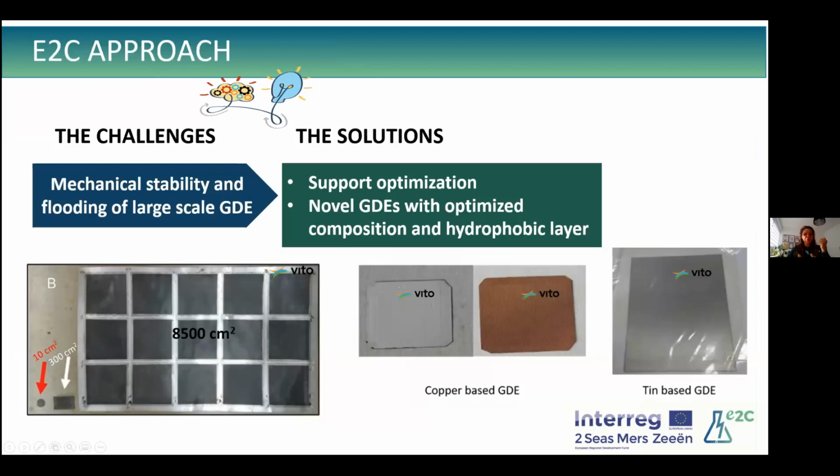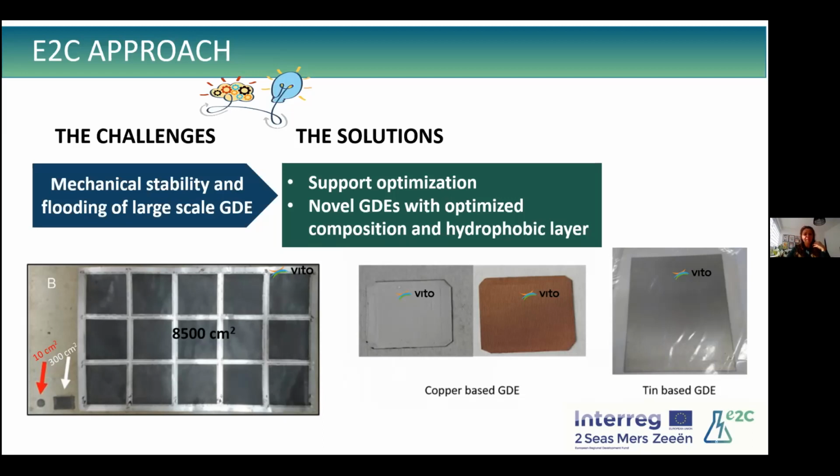And now I want to show some of the strategies that we use within this project to solve some of these issues I just mentioned. So, for instance, to solve the mechanical stability of the gas diffusion electrodes, Vito employs this casing frame you can see here in the bottom left image. And this casing frame helps to hold the electrode in place, so it increases the mechanical stability. They can ensure a good stability for electrodes as big as 8,500 square centimeters.